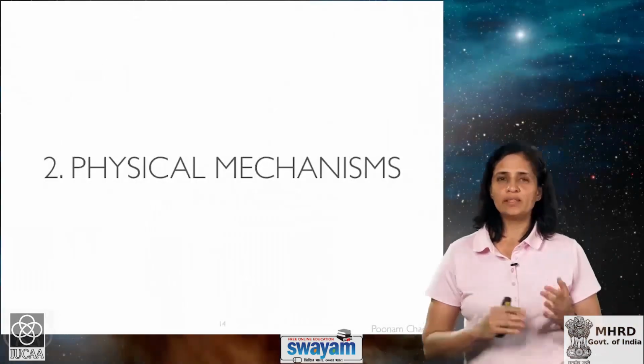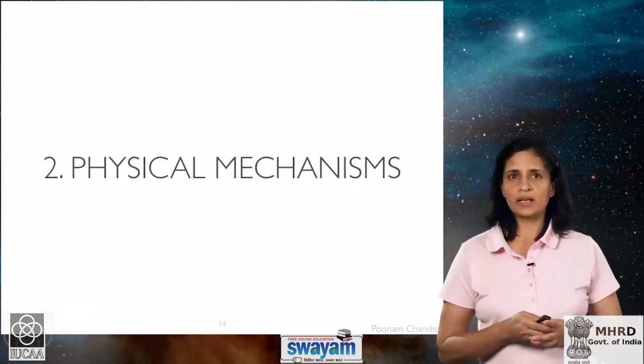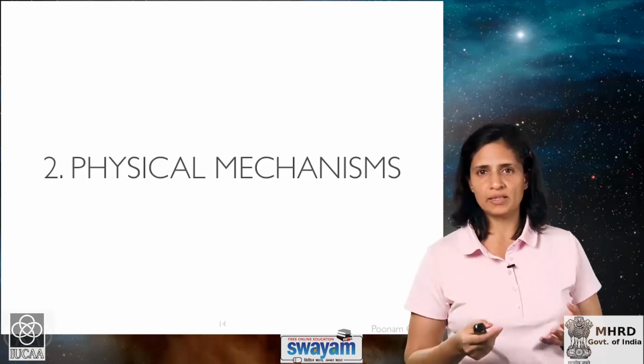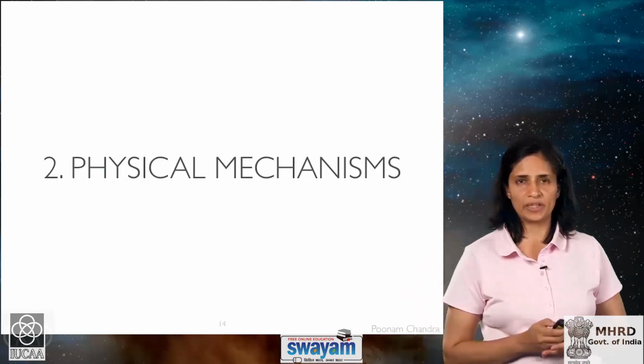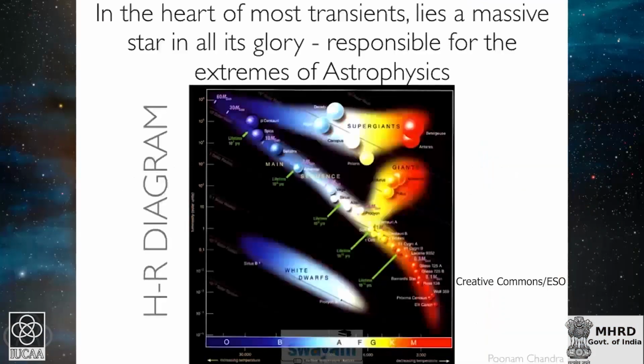Okay, so now this is part 2 of this lecture, where I will describe some of the physics which is guiding these kinds of transient phenomena. And I want to start with telling you that in the heart of almost all transients, which you have seen, all representing some kind of explosive event, lies a very massive star, a star at least 10 times more massive than our sun, and that is responsible for these extreme phenomena.